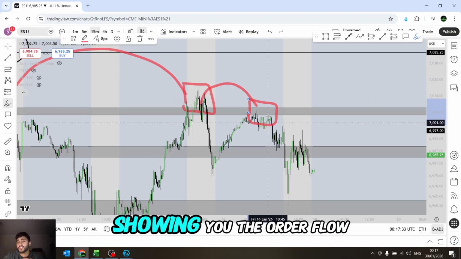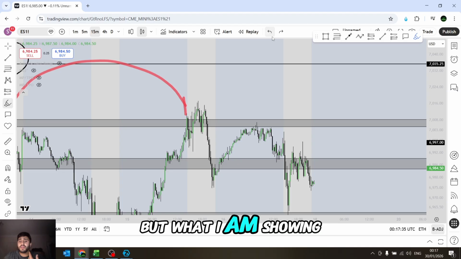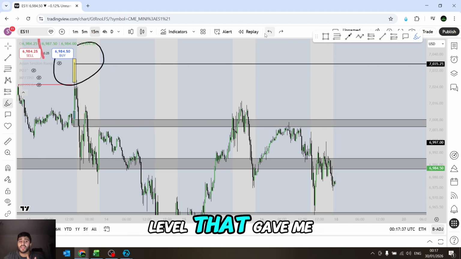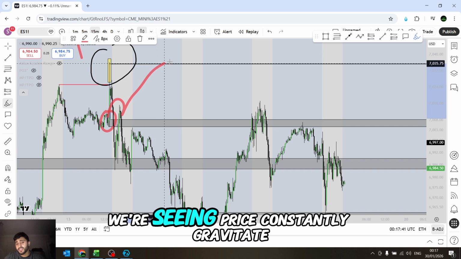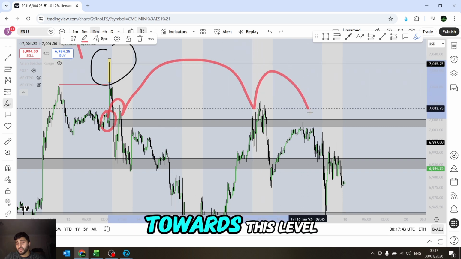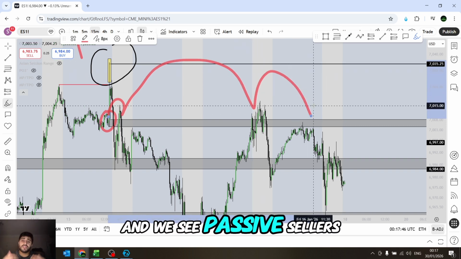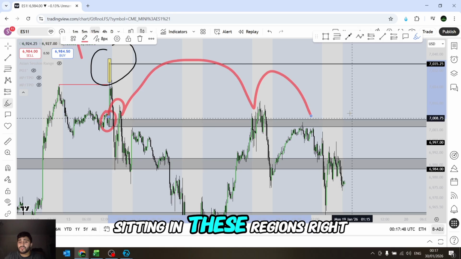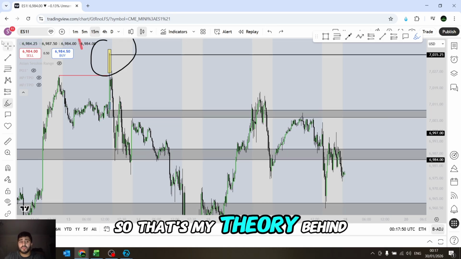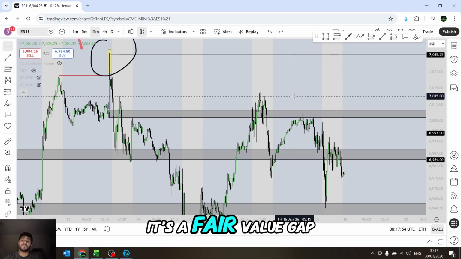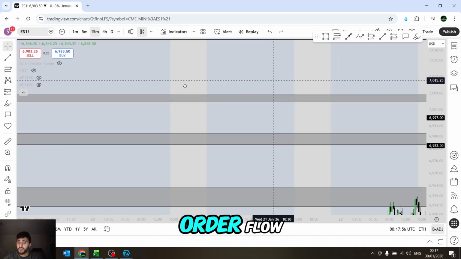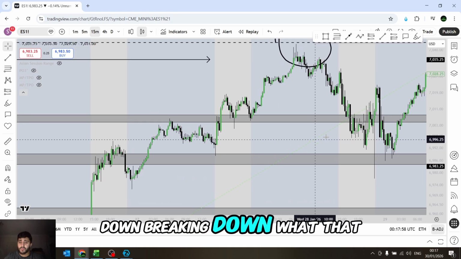Now, of course, I'm not showing you the order flow, but what I am showing you is this was a level that gave me a trade on the 13th, and we're seeing price constantly gravitate towards this level, and we see passive sellers sitting in these regions, right? So that's my theory behind finding the level. It's not any 15-minute fair value gap. It's a fair value gap that's backed up with the order flow. And I'm going to be breaking down what that means.